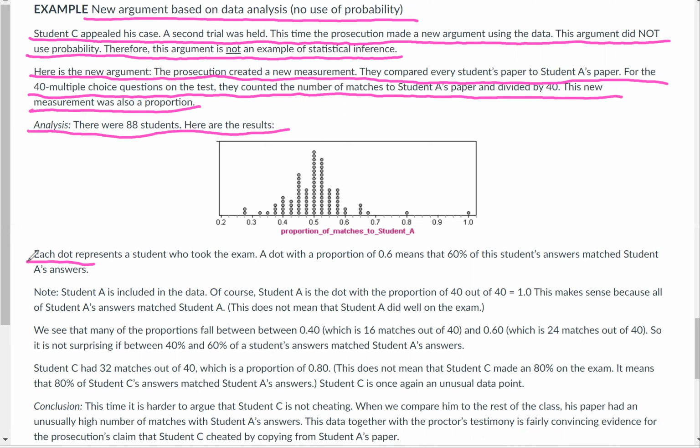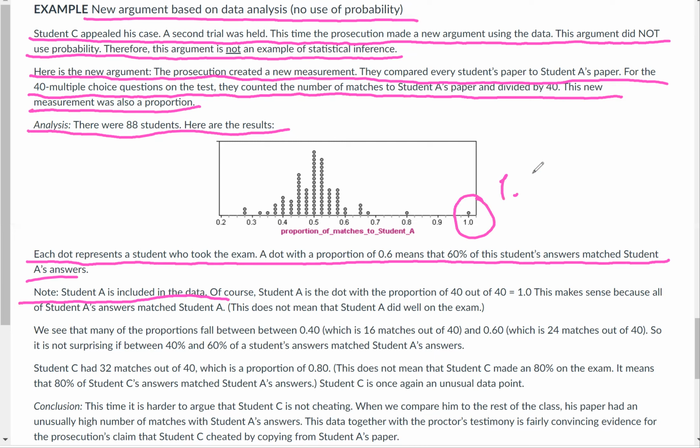Each dot in the dot plot above represents a student who took the exam. A dot with a proportion of 0.6 means that 60% of this student's answers match student A's answers. Notice, though, that student A is included in this data. That's why you have a 1.0, which is 100%. Of course, student A got 100% of the same answers as himself or herself. Student A is the dot with a proportion of 40 out of 40, which is 1.0. This makes sense because all of student A's answers match student A.